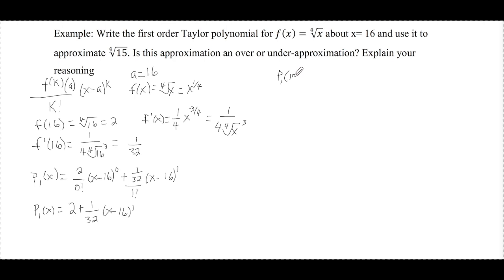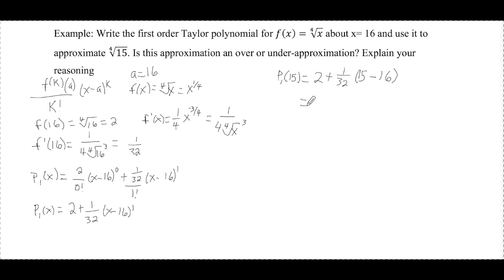So let me try plugging in 15 now, because this Taylor approximation down here will approximate this function, right? And if this polynomial is approximating this function up here, then if I want the 4th root of 15, I should be able to just plug 15 into this and get an approximation. So plugging in 15, I get 2 plus 1/32 times x minus 16, right? I need to plug in an x value of 15.